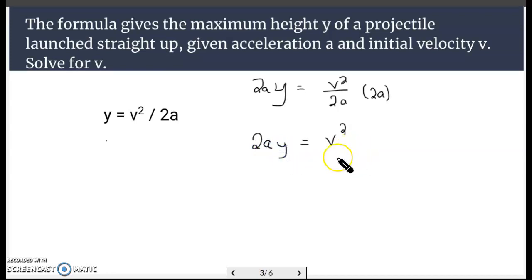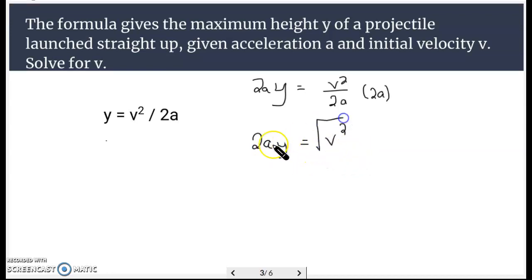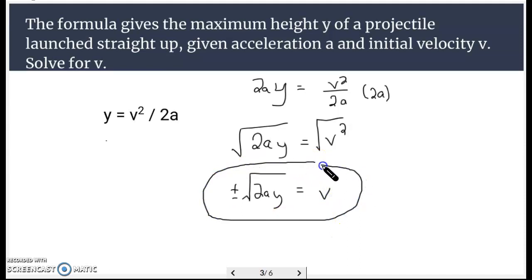V squared then equals 2ay. We'll then take the square root of both sides. Don't forget that you always need the positive or negative. You can't take the square root of 2, can't take the square root of a, and you cannot take the square root of y. We'll just leave it inside the radical. V is now by itself. Two answers, positive and negative, square root 2ay.